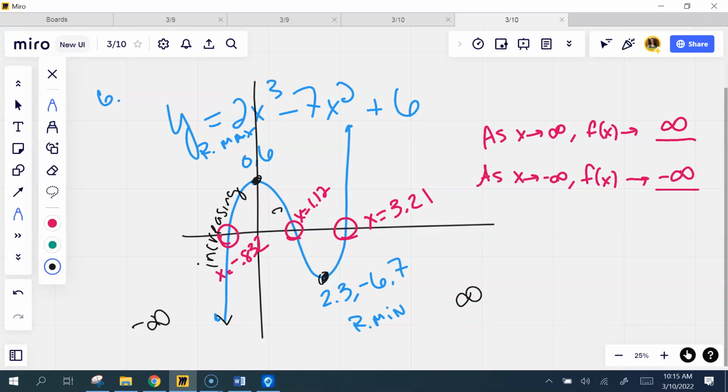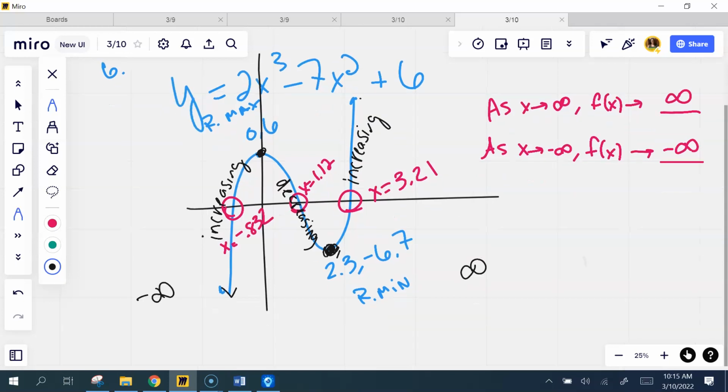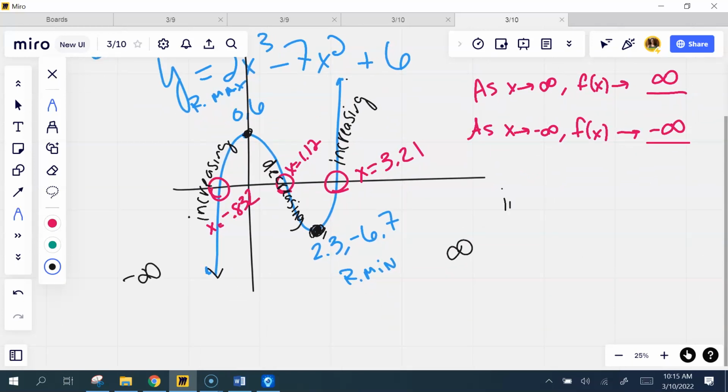Decreasing. And now there are no more turning points, so from this point to the end, what am I doing? Increasing. Now it's a little bit easier to write the intervals. So what I did was I come over here and say increasing, decreasing.